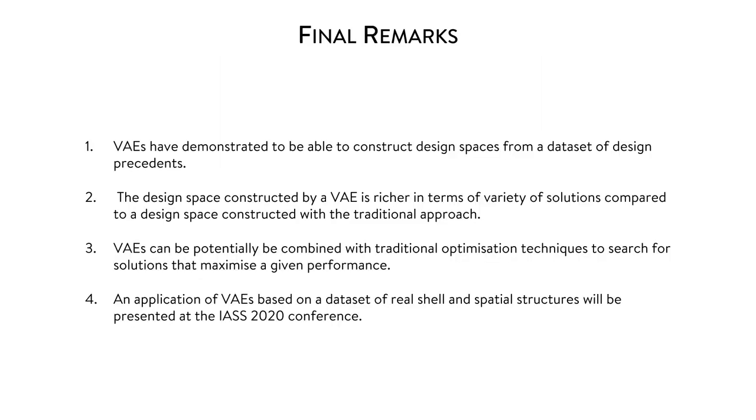In conclusion, this preliminary test aims to illustrate how AI models can be implemented in computational structural design. I would like to share a few comments that can be drawn from this first test. First, variational autoencoders can extract design variables from a dataset of precedents, and they use such variables for the generation of new designs. This means that these models can construct design spaces.